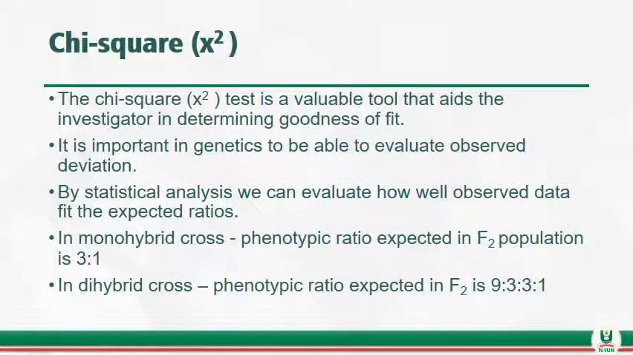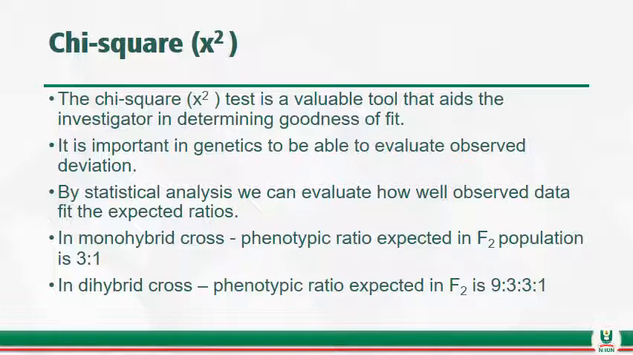So chi-square now, we want to know what chi-square means, and it's just a tool. It's a test tool that helps the investigator to determine goodness of fit. You want to know how well that model fits into what you're doing, and it's important in genetics to be able to evaluate this observed deviation, because sometimes you do something on paper, and when you get to the field you see something that is slightly different.